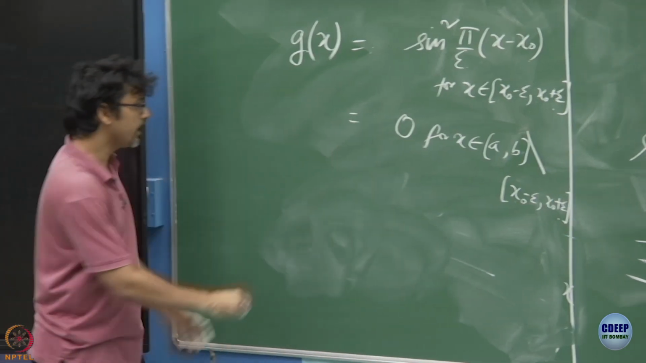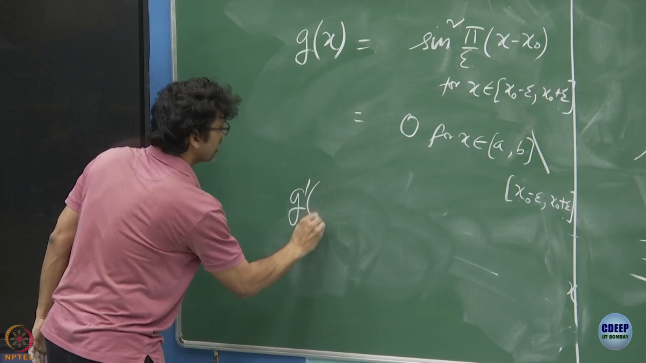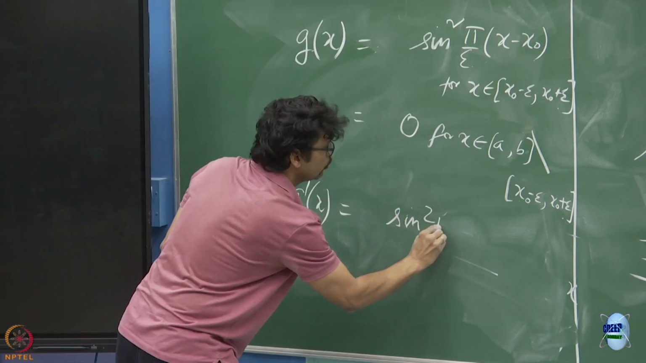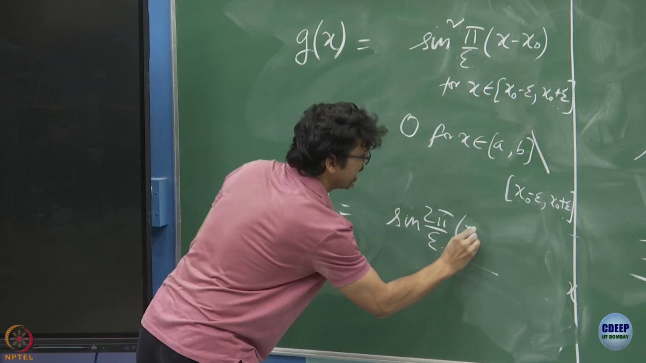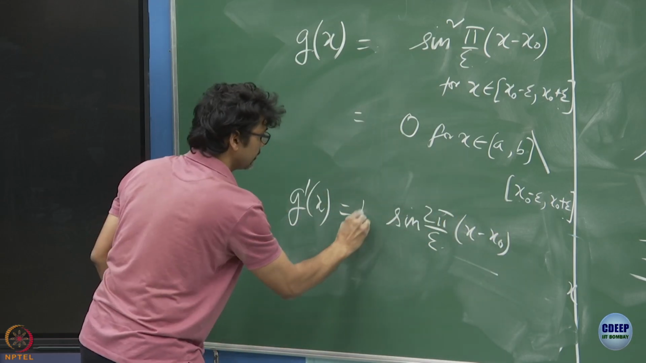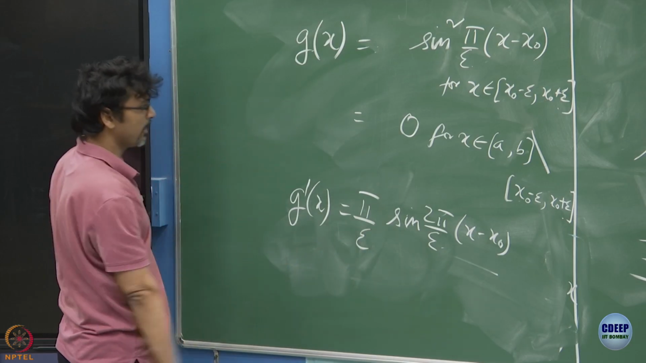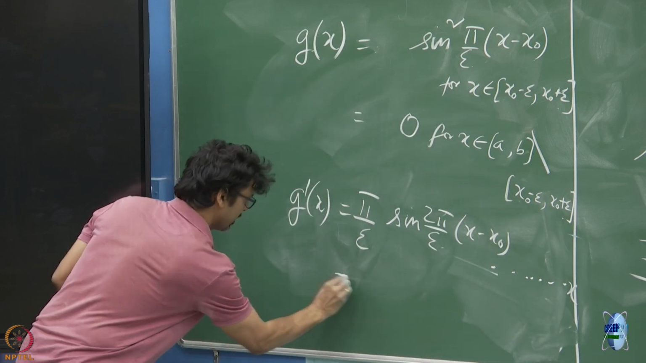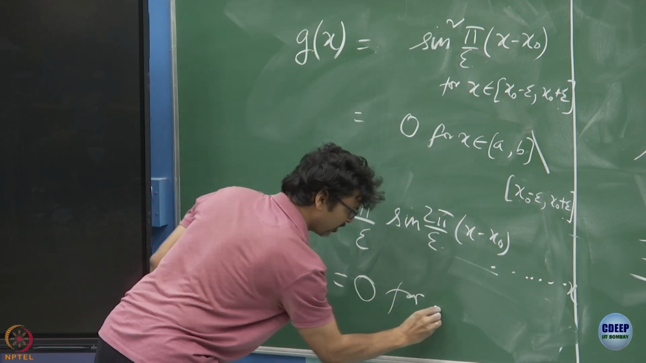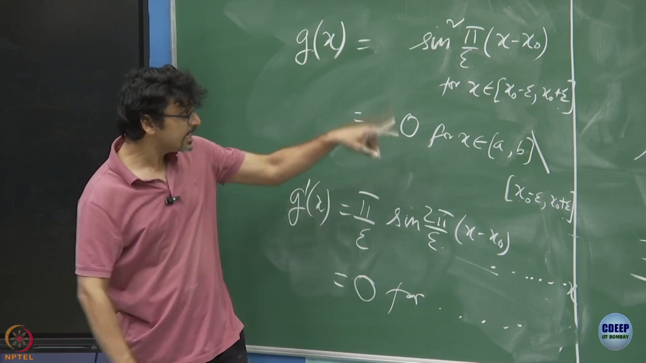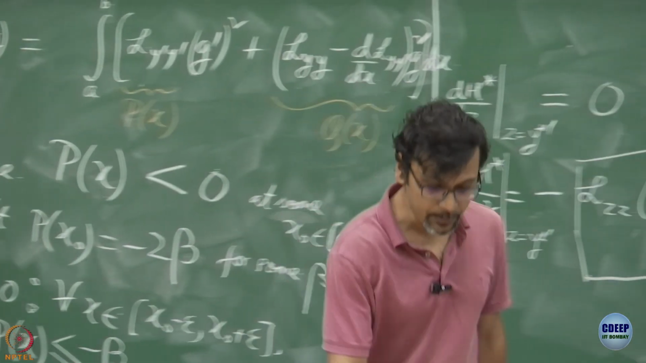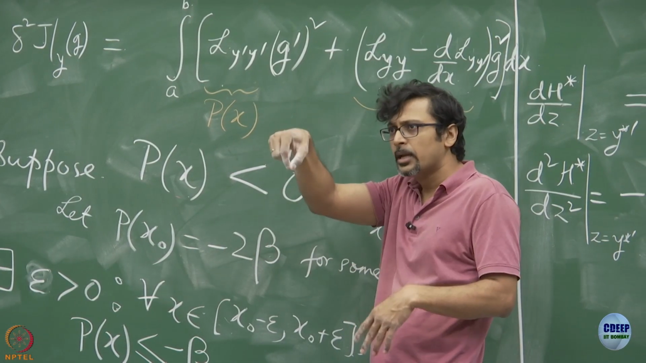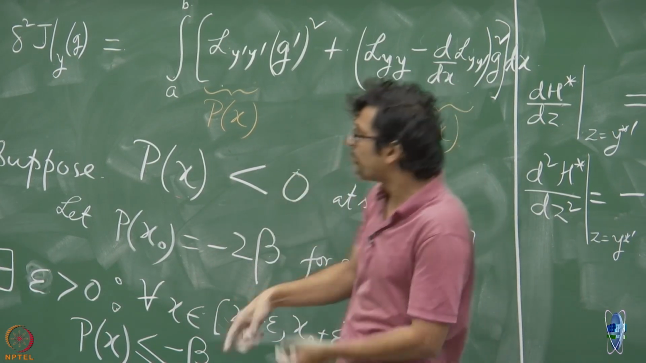Okay, if this is my G, immediately you will see that my G prime becomes sine of 2 pi by epsilon times (x minus x naught). Of course, I have to bring the pi by epsilon outside as well. And for the same interval you can fill out the same condition here, and it's 0 for the rest. With this candidate, if you substitute, the claim is that you will be able to see that the moment Px becomes negative even momentarily in some small neighborhood around x naught, I will choose a G.